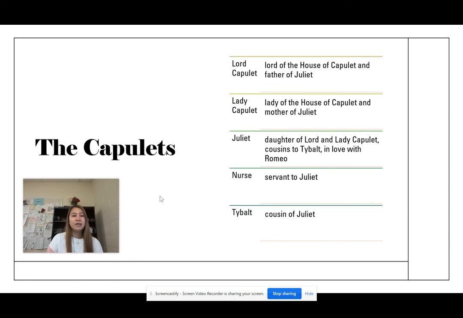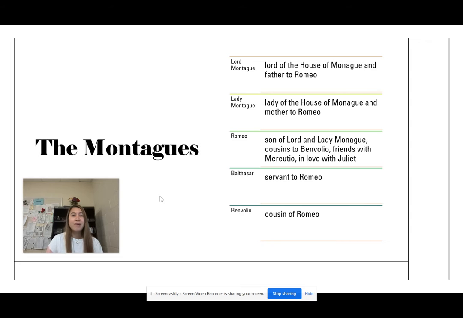Now, we also have the Montagues, led by Lord Montague, the lord of the house and the father to Romeo. Lady Montague, mother to Romeo and the lady of the house. Romeo, the son of Lord and Lady Montague, cousin to Benvolio, friends with Mercutio, and in love with Juliet. Balthasar, servant to Romeo, from the Montagues. And then followed by Benvolio, cousin to Romeo.